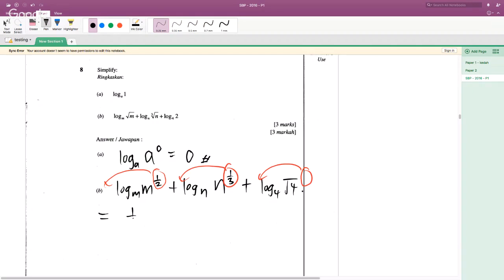So this one I get 1 over 2, log m m is just equals to 1, plus 1 over 3, log n n is another 1. This one should be 4 power half. Then I will get half, log 4 is basically equals to 1. So half plus half is 1, so 1 plus this one I get 4 over 3 is the final answer. Okay? Yeah, so far so good. Okay, if no problem, we're going to move on to number 9.